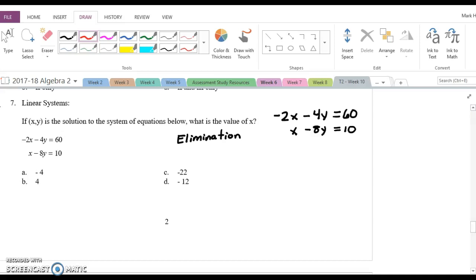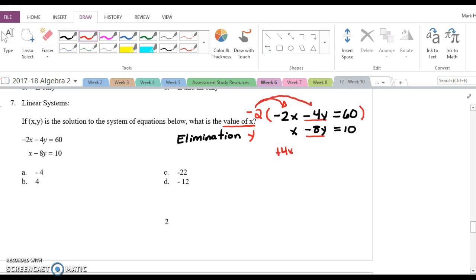You've been given a system of linear equations, and you've been asked for the value of x. As I look at this, it would be easy if I could just eliminate y. So right now I've got negative 8y and negative 4y. So if I were to double the top equation, but make it negative, then I would get positive 4x.